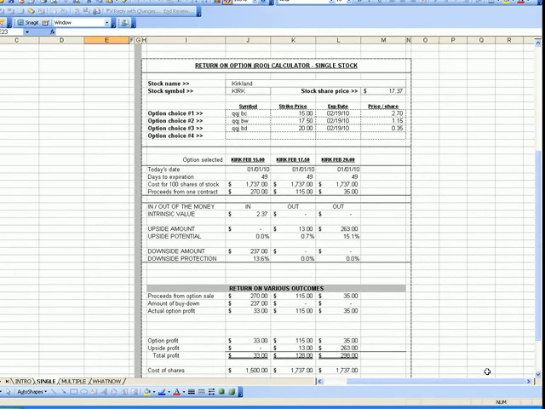And now what we do is we scroll over to the right side of the spreadsheet, and you'll see that the right side of the spreadsheet is broken down into thirds.